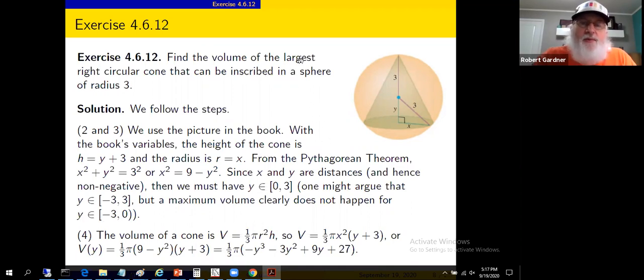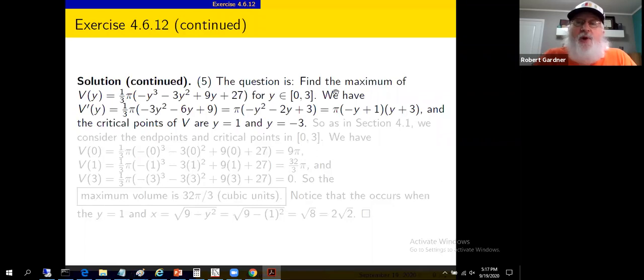Largest volume. So the question is then, maximize this function over this interval from 0 to 3. You like that, don't you? It's a closed and bounded interval. We'll only have to check critical points and endpoints, so we won't be burdened with a table of increasing and decreasing information because we got a closed and bounded interval. So the question then is, find the maximum of that function we had on the previous slide for y between 0 and 3. We need the derivative, okay?